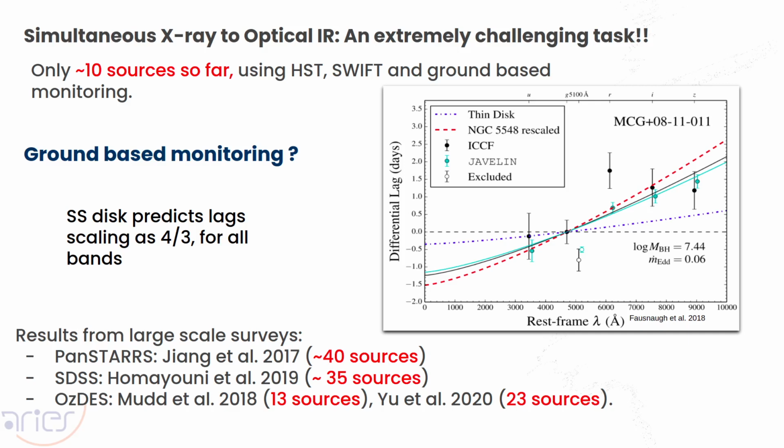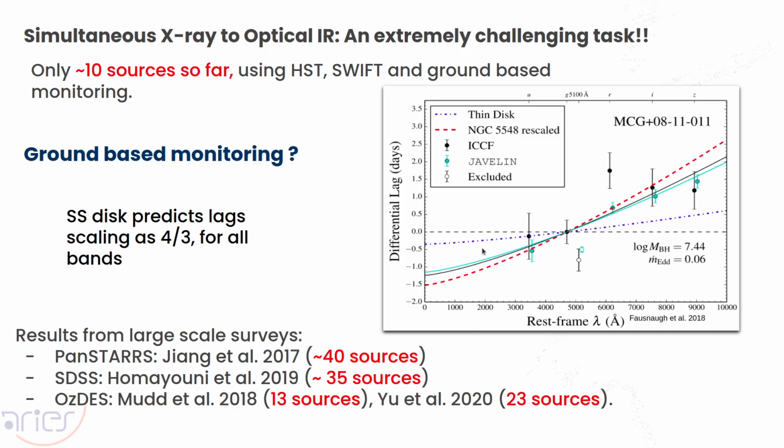So what happens is that your sample size increases significantly. You know only 10 sources have been observed so far using HST and Swift. And if you look at the ground-based surveys so far, Pan-STARRS is a survey. Jiang et al. have published results for 40 objects from one source. Then the SDSS, this Homayouni et al., they did 35 sources. Then again the Dark Energy Survey people have done 23, 13, and 40 sources. So you see 10 sources using space-based telescopes and more than 100 sources doing the same thing using ground-based telescopes only.